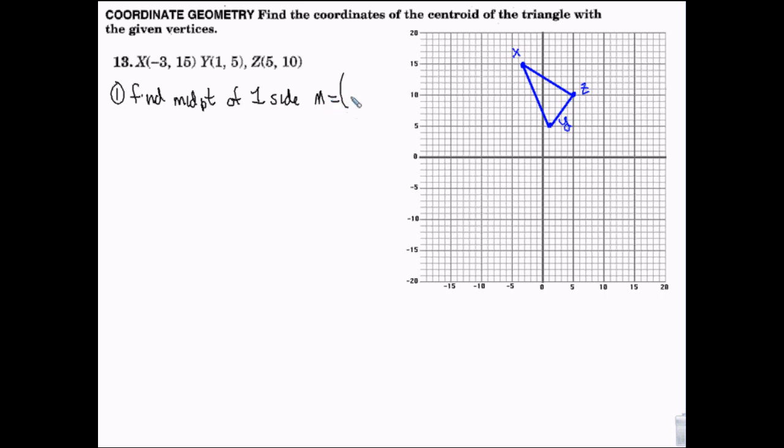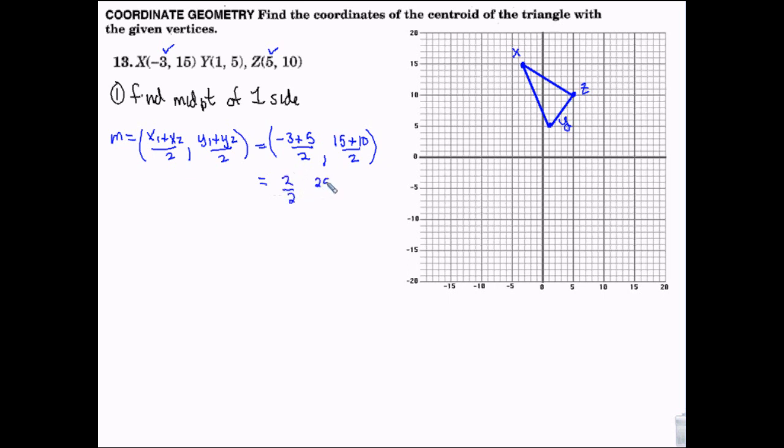Okay, and you remember the midpoint formula is I add the x's, divide by 2, add the y's, divide by 2. Sorry, that's so crowded. I'll rewrite it. Okay, so I'm doing XZ, so I'm using this point and this point. So I have -3 plus 5, divide that by 2, and then I have 15 plus 10, divide that by 2. Okay. So this is going to give me 2 over 2 and 25 over 2.